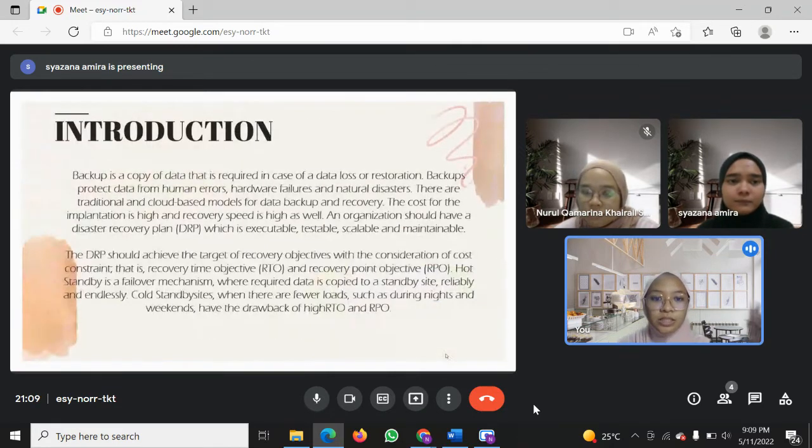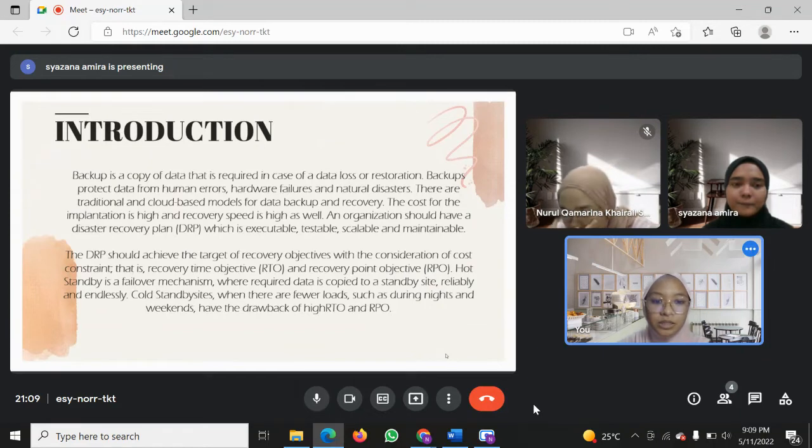So for the introduction, a copy of data is needed in the event of data loss or restoration. Data is safeguarded by backups against human error, technical problems, and natural disasters. Data backup and recovery can be done using both traditional and cloud-based methods. The expense of the implementation is substantial, as is the time it takes to recover. A disaster recovery plan, also known as DRP, should be executable, testable, scalable, and maintainable.